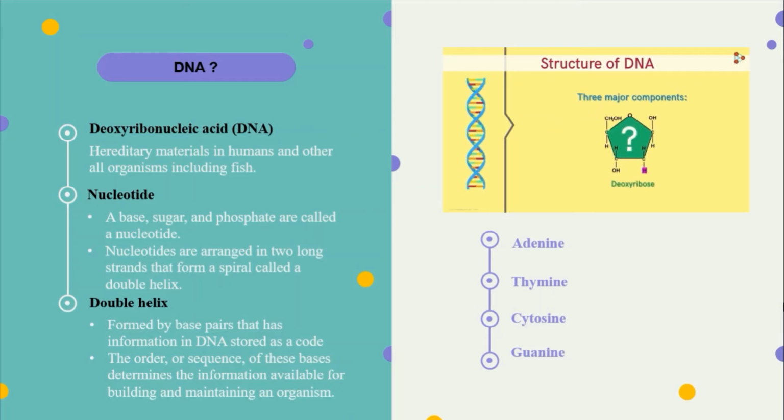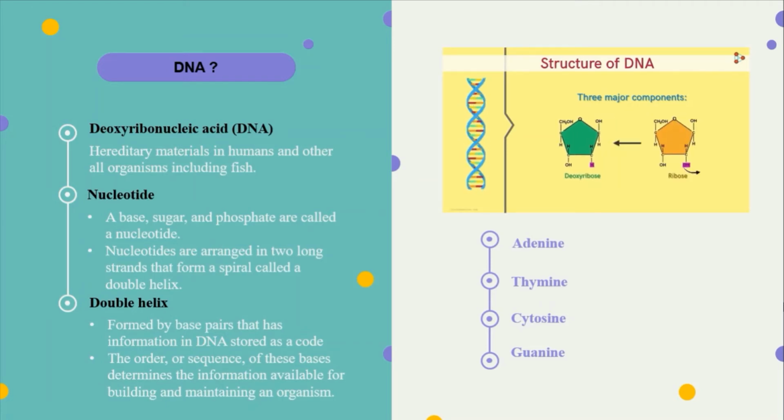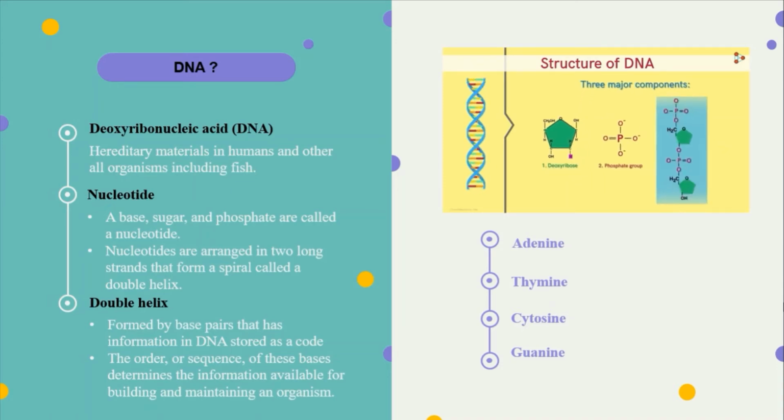Each strand of DNA in the double helix can serve as a pattern for duplicating the sequence of bases. Each base is also attached to a sugar molecule and a phosphate molecule. Together, a base, sugar, and phosphate are called a nucleotide. It is a double helix formed by base pairs, with information in DNA stored as a code.